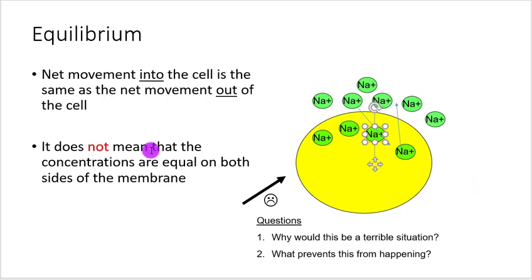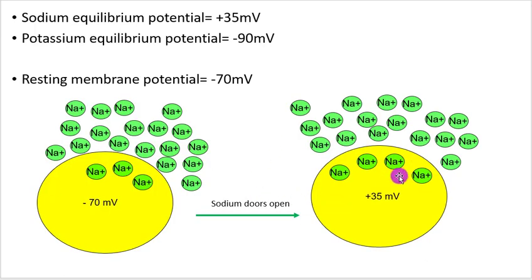It does not mean we have equal concentrations. And in fact, when sodium reaches equilibrium, you'll see we actually still have a huge gradient set up. We still have a ton of sodium on the outside and just a little bit on the inside, yet I am at equilibrium at this point because the net movement out is the same as the net movement in.